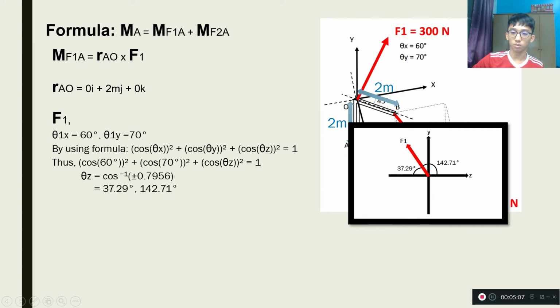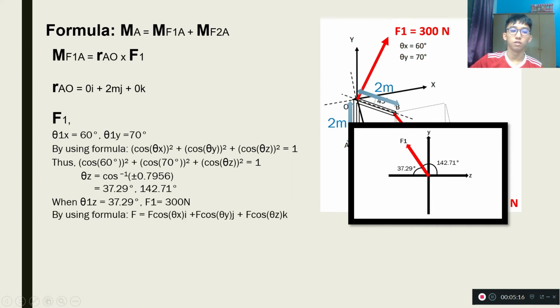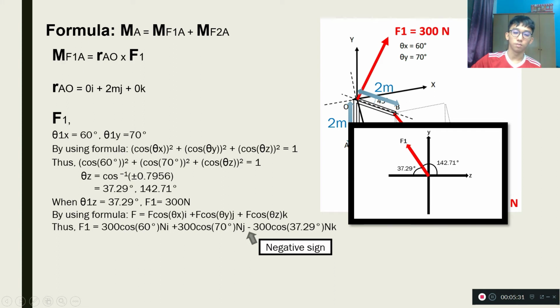For this video, I will use the value of 37.29 degrees. By using the formula to find F, I will get this equation. The reason why I put a negative sign here, instead of the plus sign in the formula, is that when I use 37.29 degrees, which is the smaller angle, the small angle is between F1 and the negative z-axis, so I need to put a negative sign here.